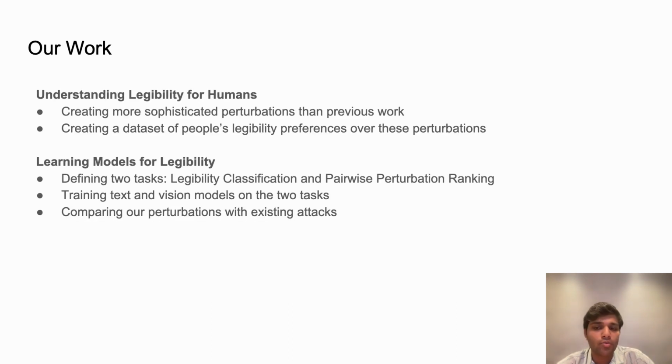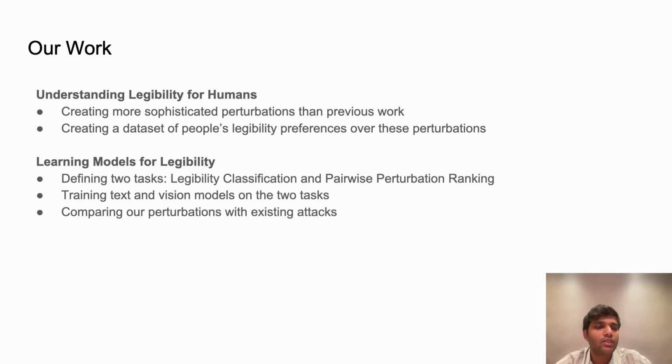And so our work has two major categories of contributions. The first is we try to understand this notion of legibility defined by human subjectivity. And the second is we try to learn models that can align with these human notions of legibility. And to understand legibility, we try to first create more sophisticated perturbations than previous work. And by more sophisticated, we mean less rule-based, more diverse, and more effective at attacking models. And then we create a data set of people's legibility preferences over these perturbations.